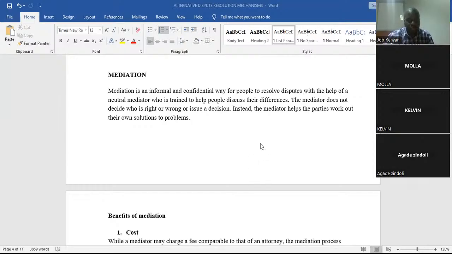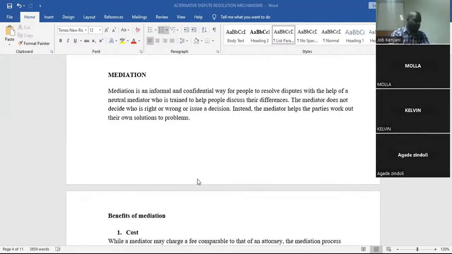So we can look at mediation. Mediation is an informal and confidential way for people to resolve disputes with the help of a neutral mediator who is trained to help people discuss their differences. The mediator does not decide who is right or wrong or issue a decision. Instead, the mediator helps the parties to work out their own solutions to their problems.